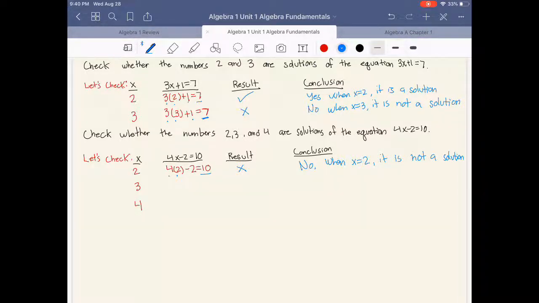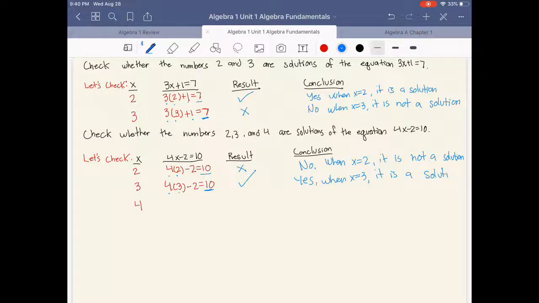Now, let's look at 3. Verify 3. When we replace x with 3, 4 times 3 minus 2 equals 10. So let's go over it. 4 times 3 gives you 12, minus 2, is 10. So yes, when x equals 3, it is a solution.